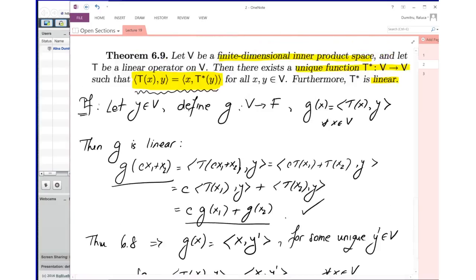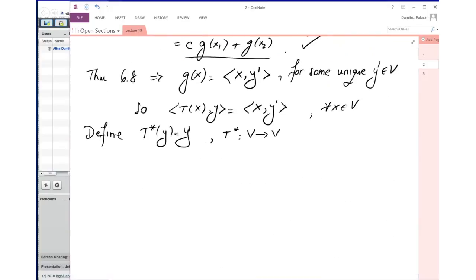So what else is there to show? Well, it cannot be just any function or any kind of mapping. It has to be a linear one. So let's show that.